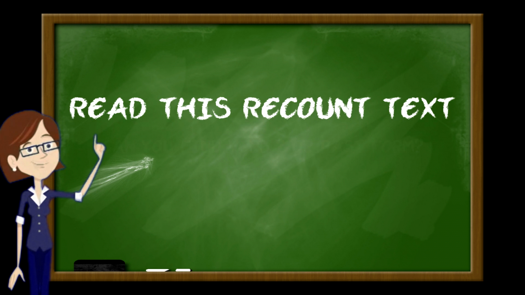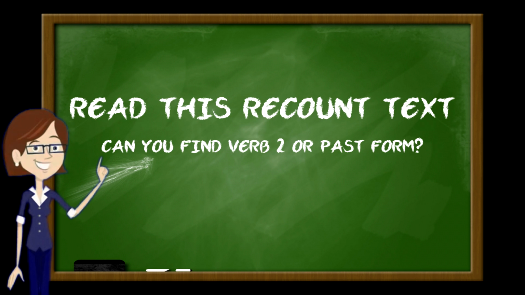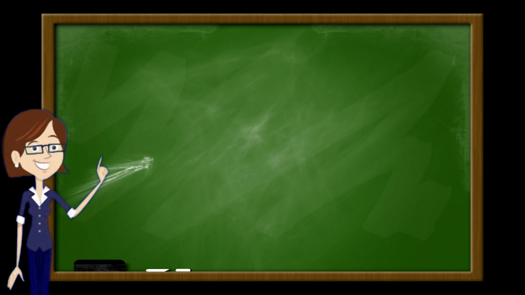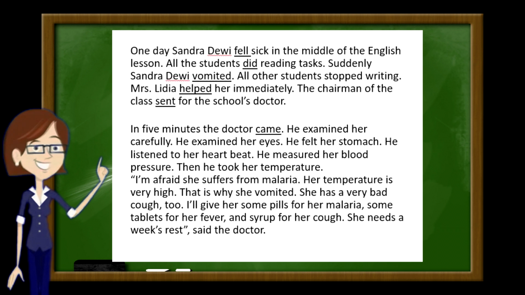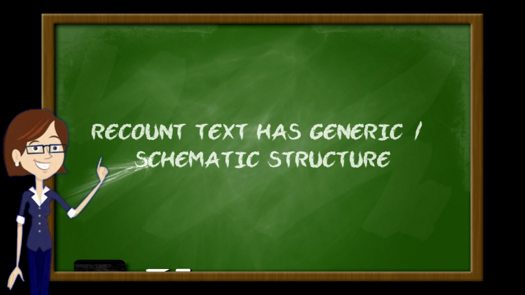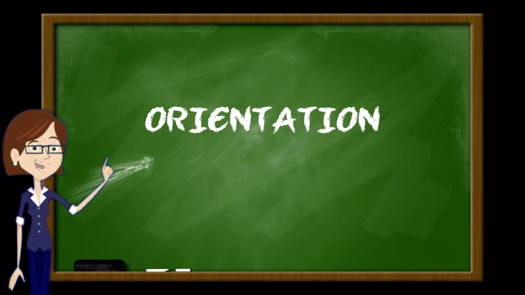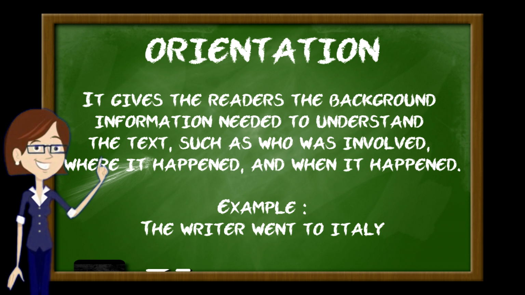Read this recount text and can you find the verb two or the past form? As you can see in this example of recount text, you can see the underlined words. They indicate the verb two or the past form. And the next, recount text also has the following generic or schematic structure. The first is orientation. It gives the readers the background information needed to understand the text, such as who was involved, where it happened, and when it happened. For example, the writer went to Italy.